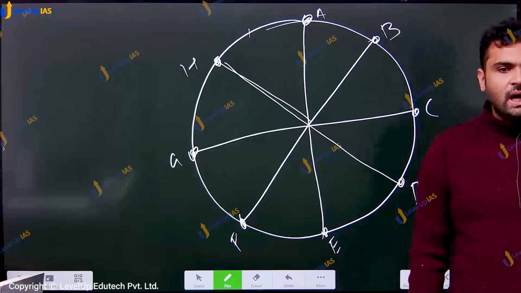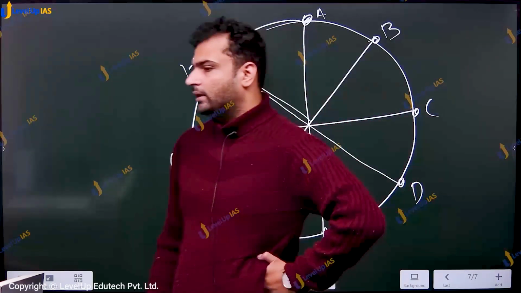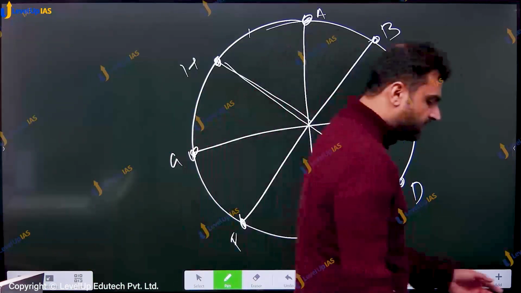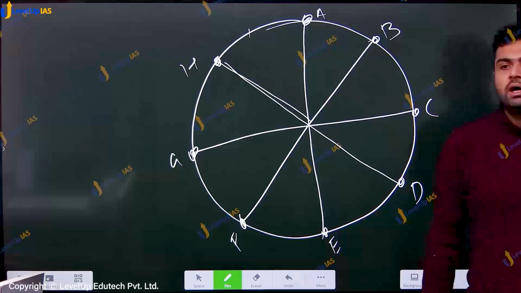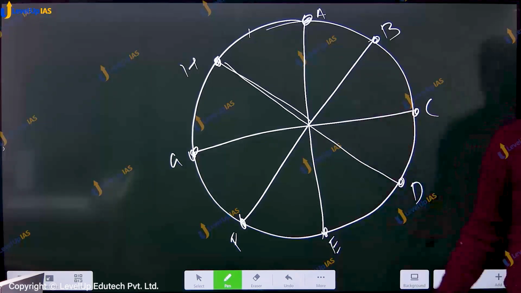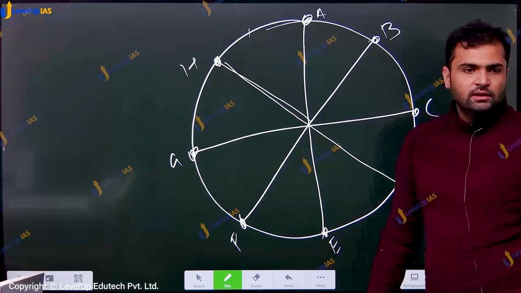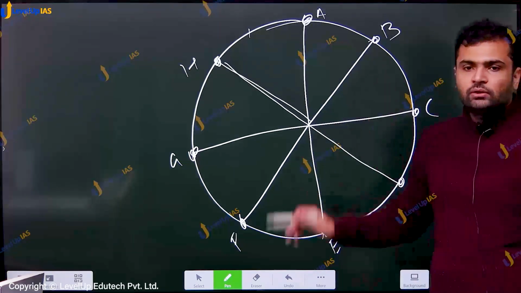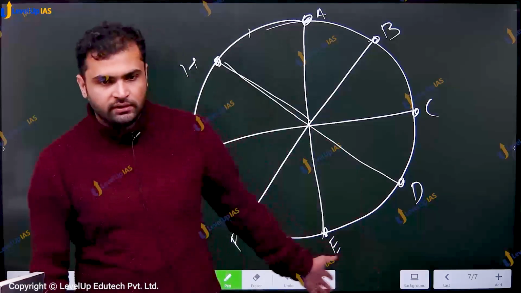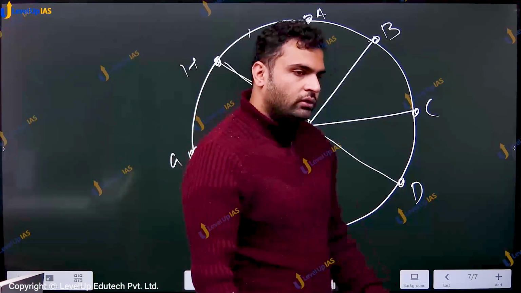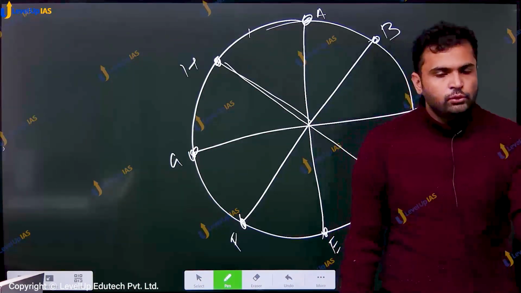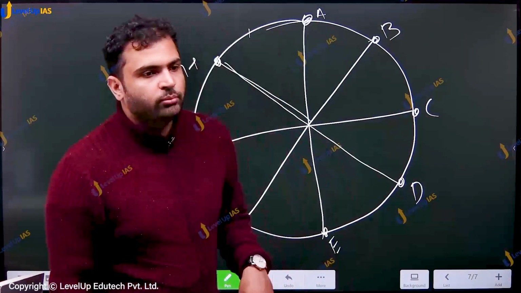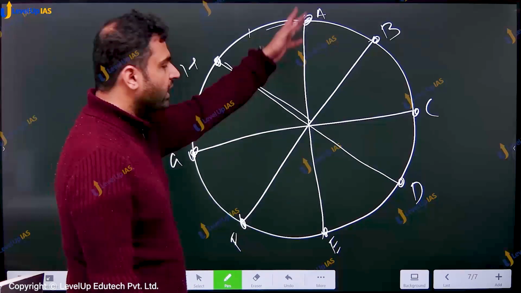Now question is, how many right angled triangles? Right angled triangles are those where one of the angles is 90 degrees. How many right angled triangles can be formed out of these 8, choosing 3 points such that one side is a diagonal, or a diameter which passes through the center? So out of these 8, you choose 3, but the condition is that one side has to be a diameter.